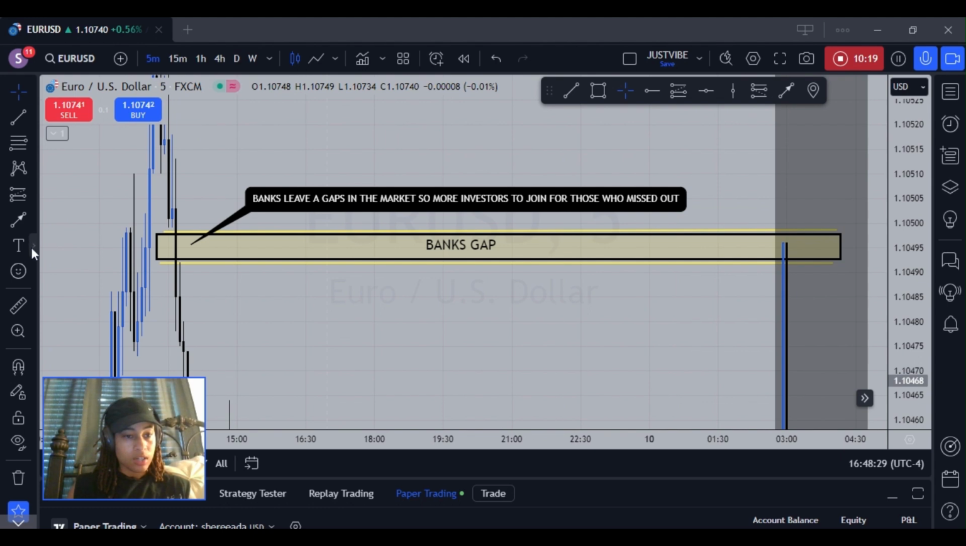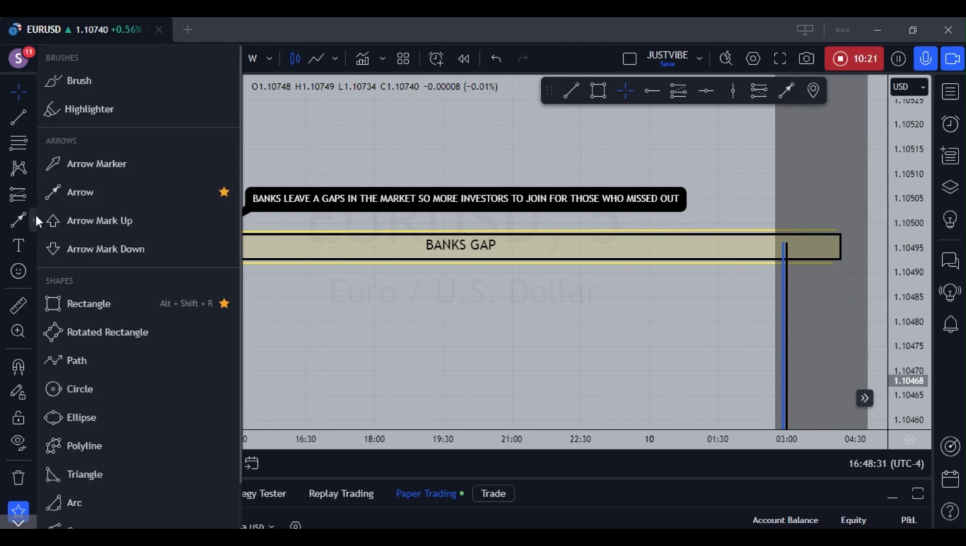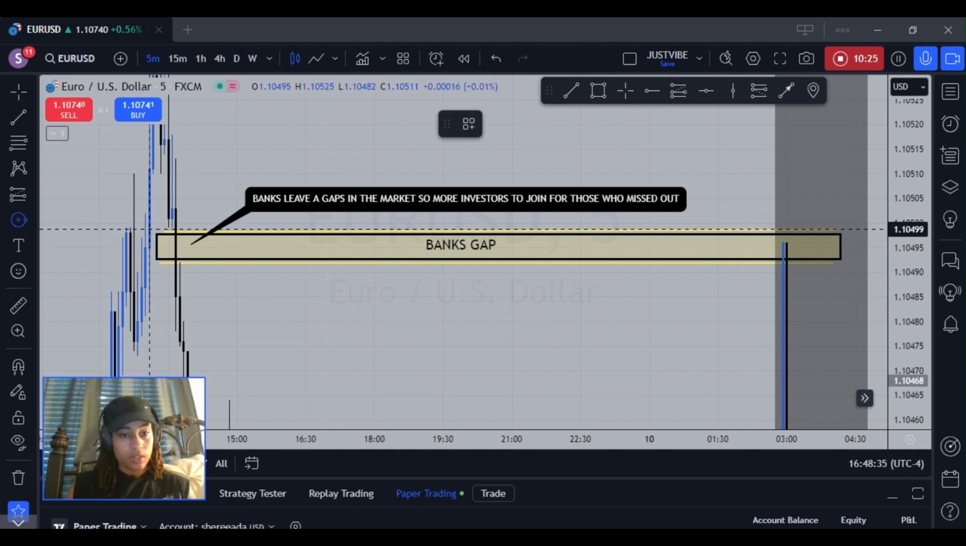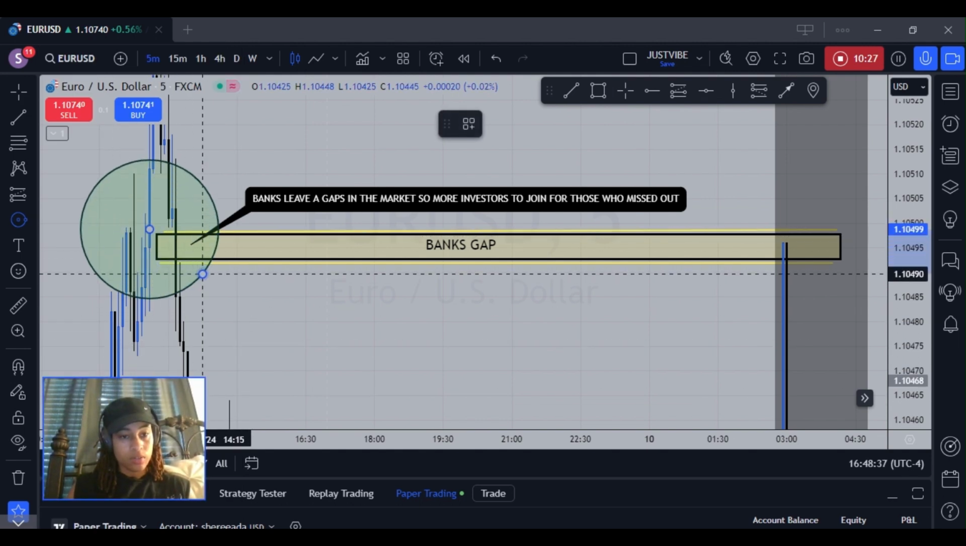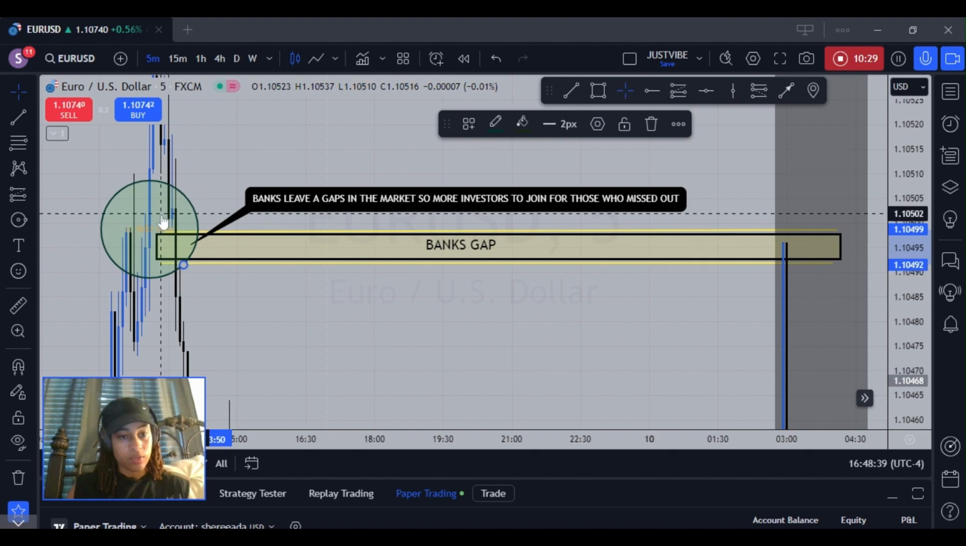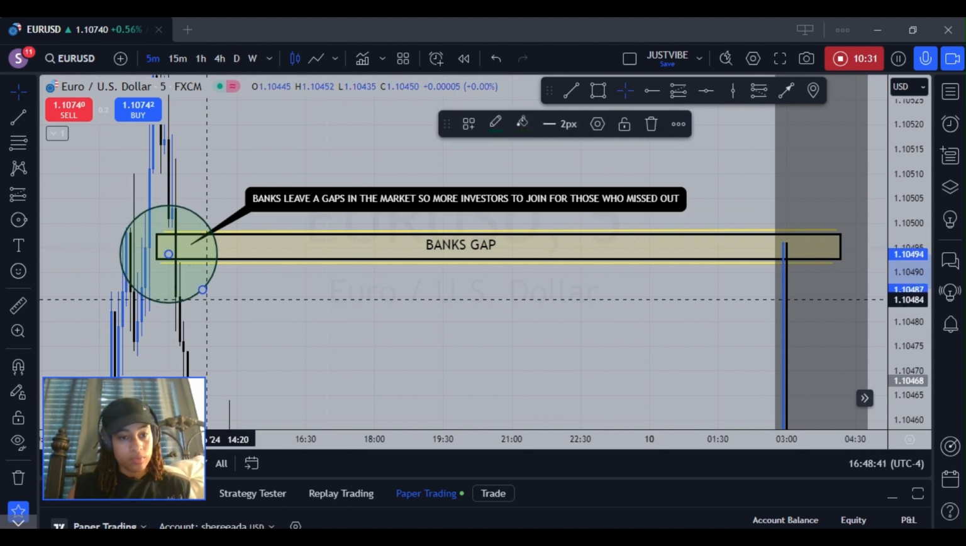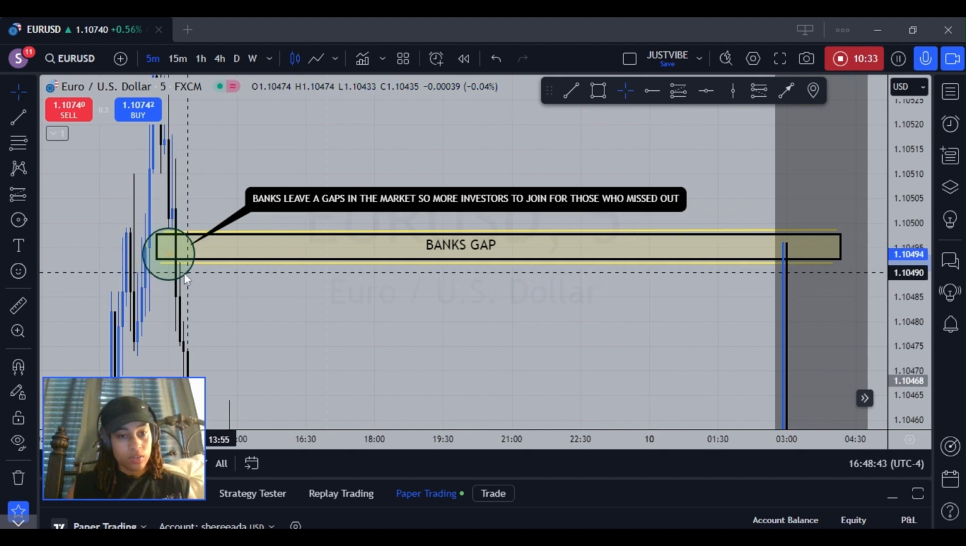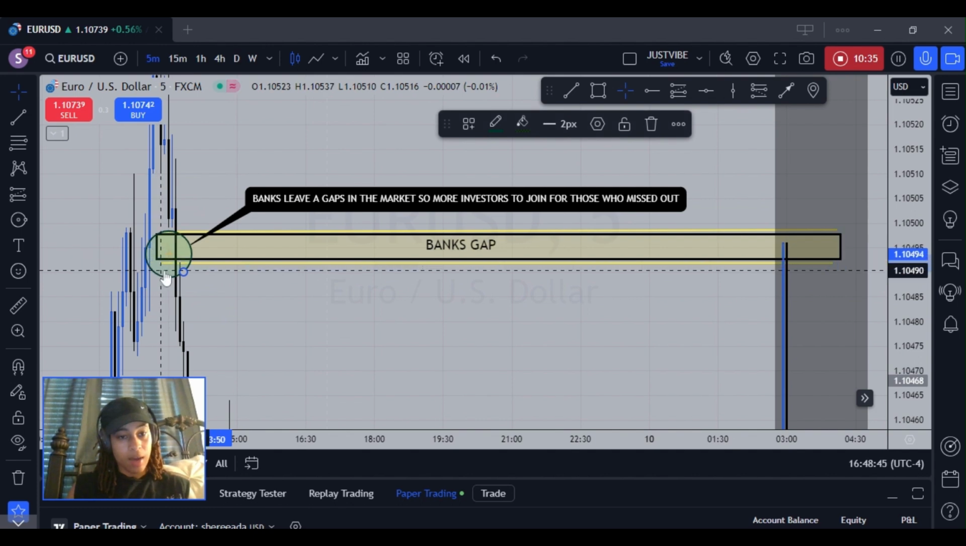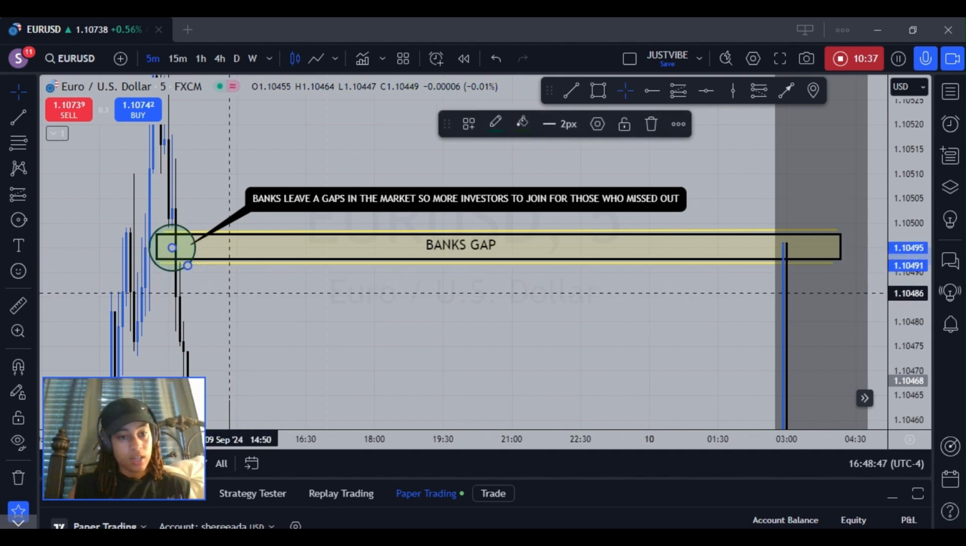Let me see if there's a circle. There's a circle right here. I never used the circle thing. There we go. This is perfect actually. Boom. Right here. That is a gap in the market.